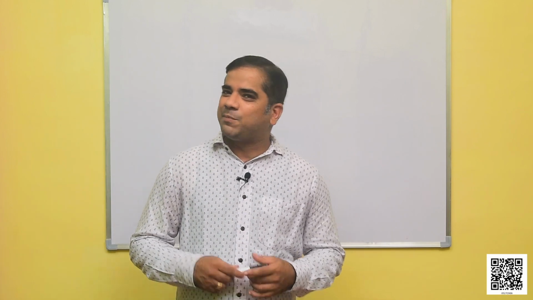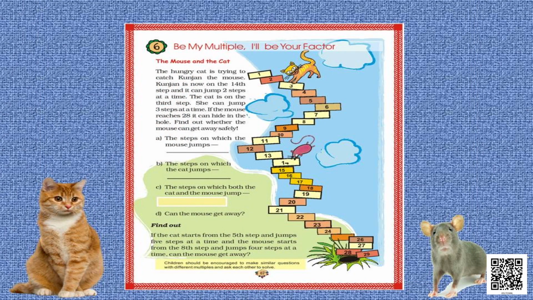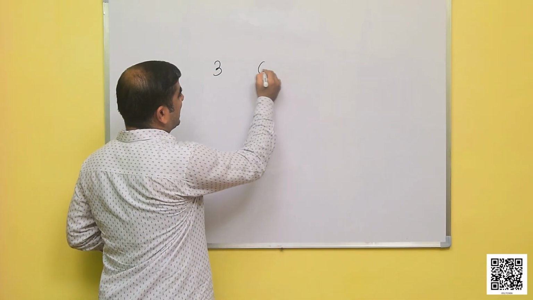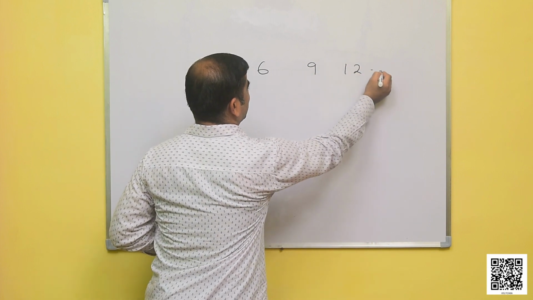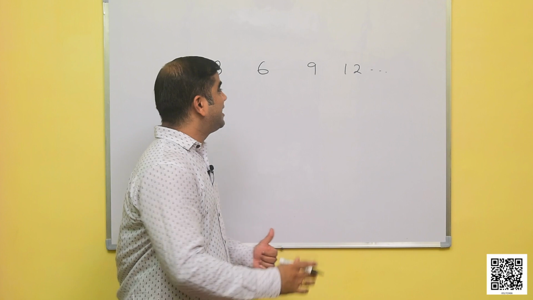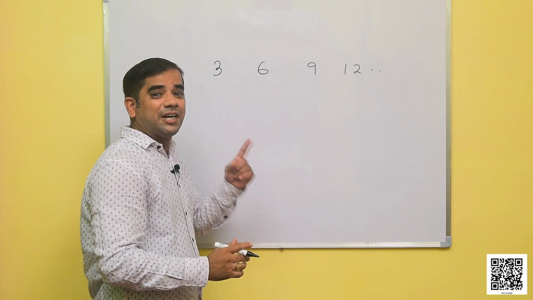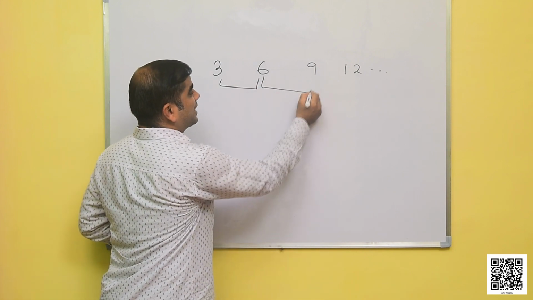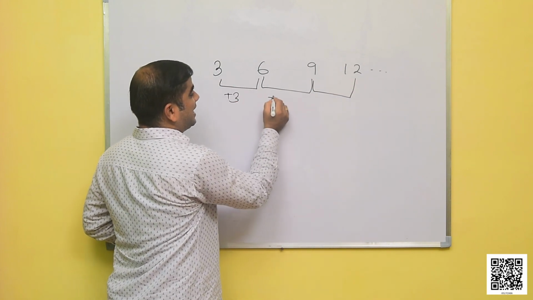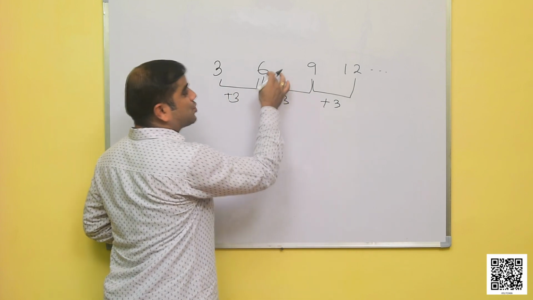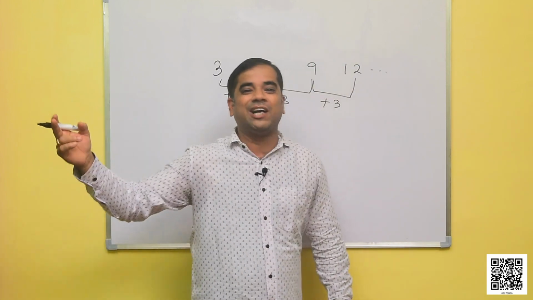Let's check. As per the story, the mouse is on the 14th step and it can jump 2 steps. And the cat is on the 3rd step and it can jump 3 steps. So what will happen now? If the cat can jump 3 steps, it can move from 3 to 6 to 9 to 12 and so on, with an increment of 3, because it is allowed to jump 3 steps only. So it can move from 3 to 6 to 9 to 12 to 15 to 18, 21 and so on.